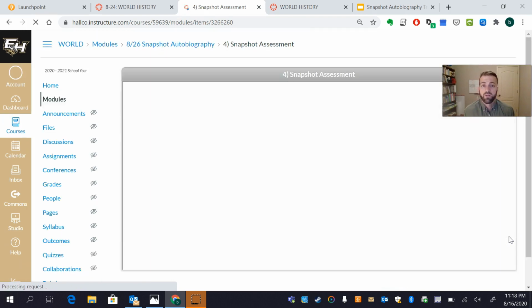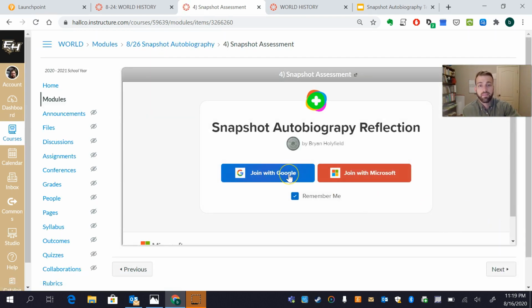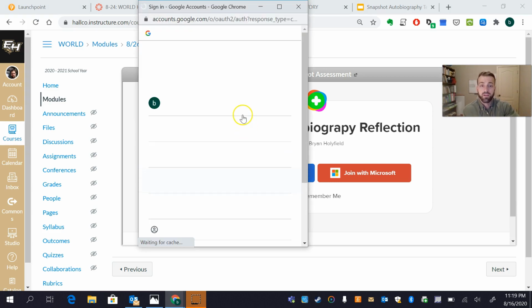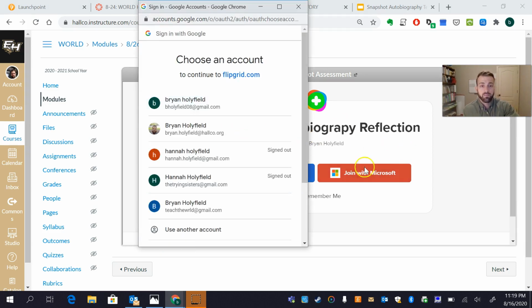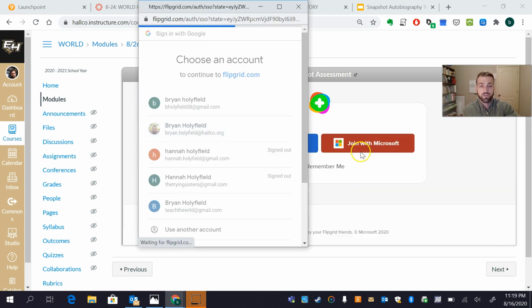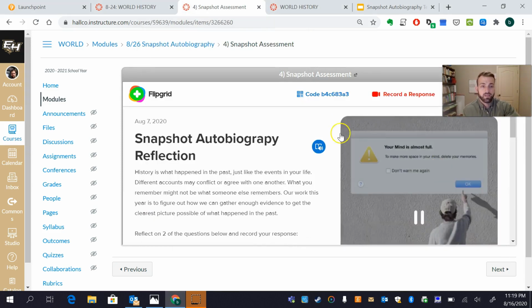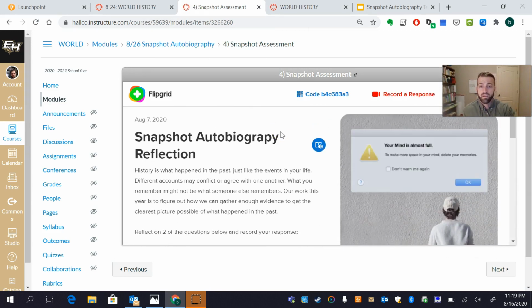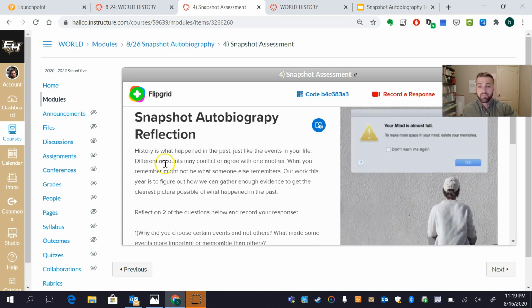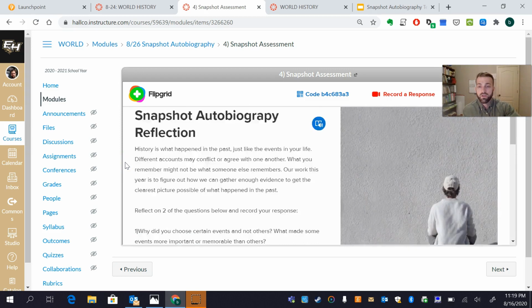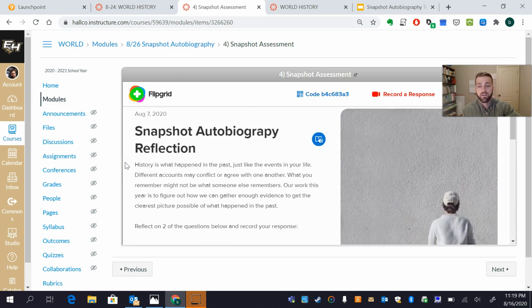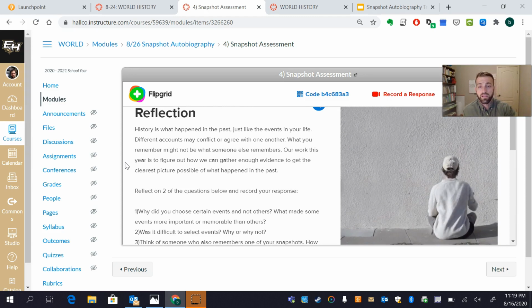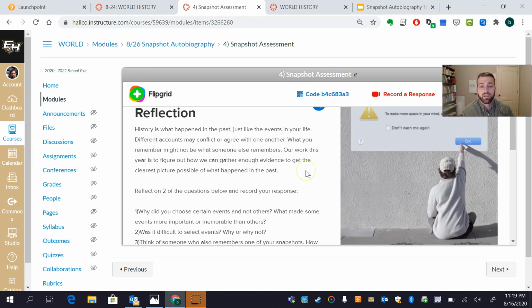Then we move into the fourth part of our lesson, and this is a Flipgrid summary. Flipgrid can now be embedded within Canvas, so it's really awesome to be able to keep things locked in here. You can see here I have the Snapshot Autobiography Reflection, and it talks about how different accounts of the past can differ, can disagree, and what you remember might not be what someone else remembers. Our work this year is to figure out how we can gather enough evidence to get the clearest picture possible of what happened in the past.